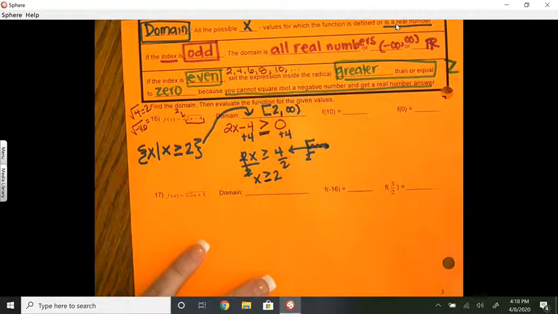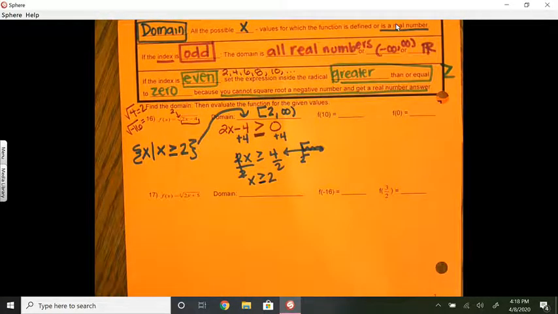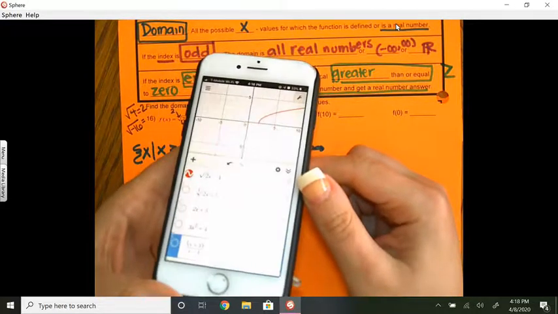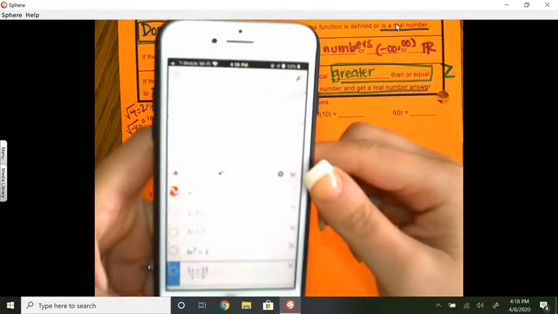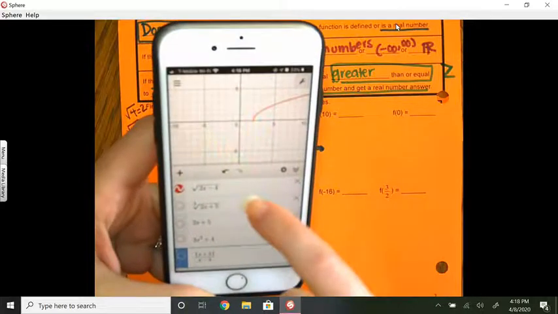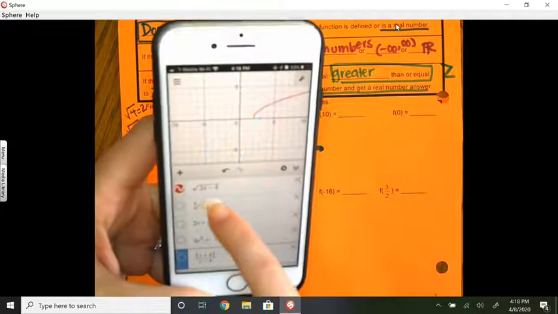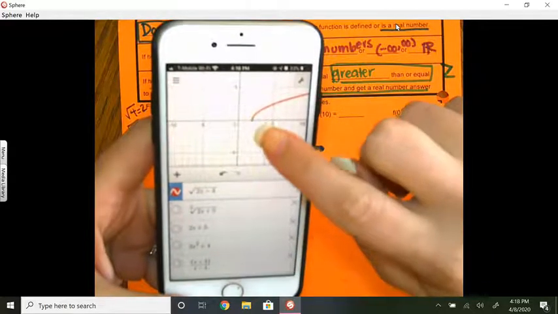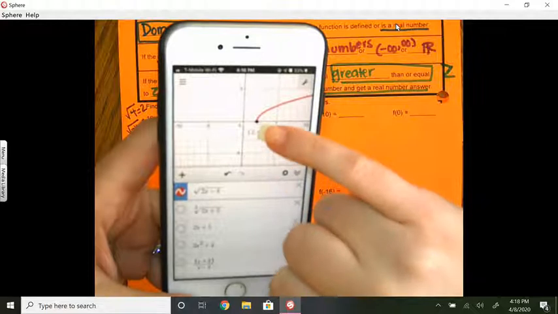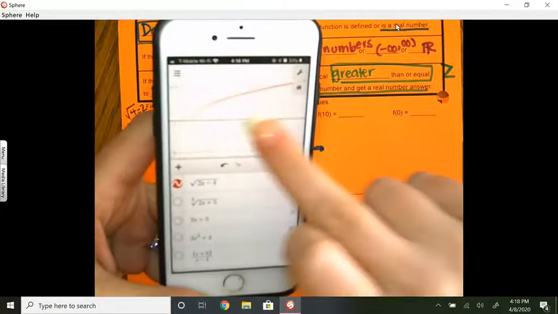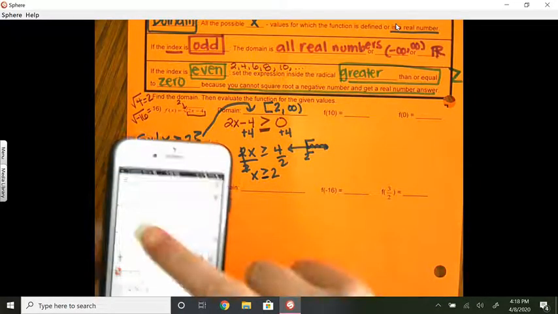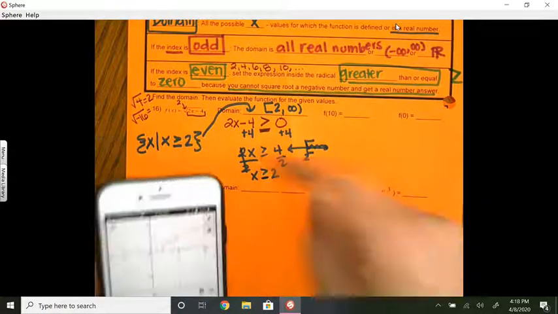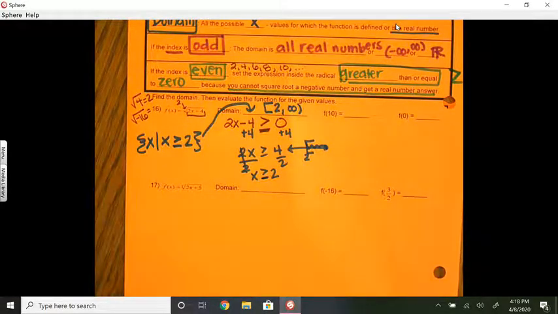So if we use a graphing calculator just to verify, let me see if I can get you to see that here. If we go ahead and use Desmos.com, and I graphed it, you can see that the graph starts here at 2, and then it keeps going infinitely on and on and on the right side. So it matches our graph. The algebra we got matches what the function's graph looks like.